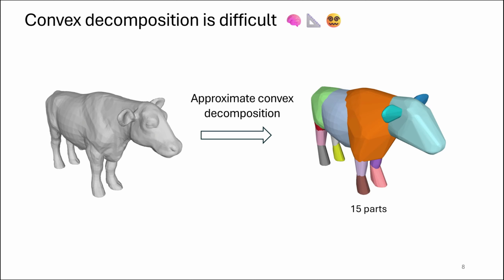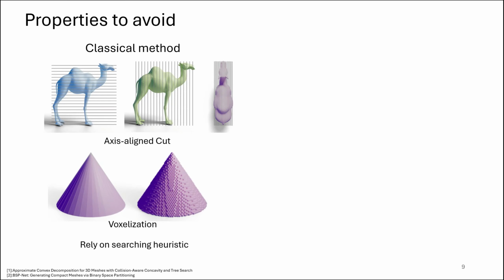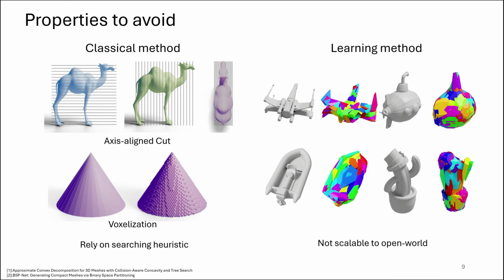Naturally, a good convex decomposition would maintain high reconstruction quality while minimizing the number of parts. Notice that these are two conflicting metrics, where you have to sacrifice one to get better in the other. However, it is still a very challenging problem with an enormous decomposition search space. Classical methods rely on many heuristic assumptions, such as limiting decomposition to a line cut or selecting the shape beforehand to make the search space tractable, while learning-based methods do not scale well to open-world data.